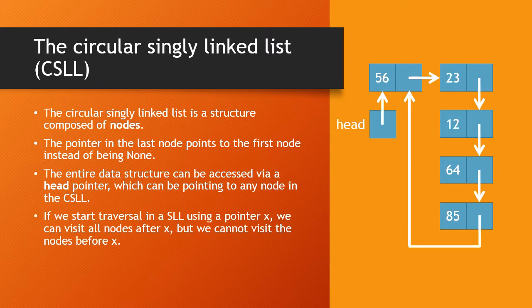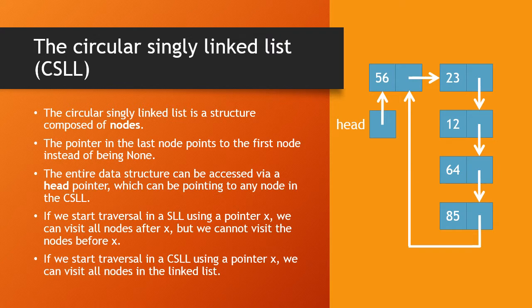If we start traversal in a singly linked list using a pointer x, we can visit all nodes after x, but we cannot visit the nodes before x because there is no way to go in the other direction in a singly linked list. If we start traversal in a circular singly linked list using a pointer x, we can visit all nodes in the linked list. So this is the advantage of the circular singly linked list over the ordinary singly linked list.